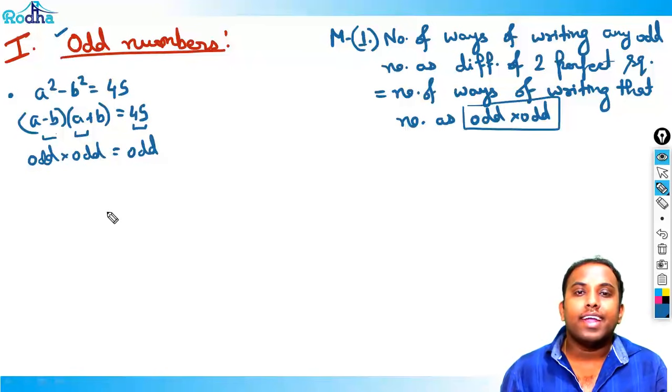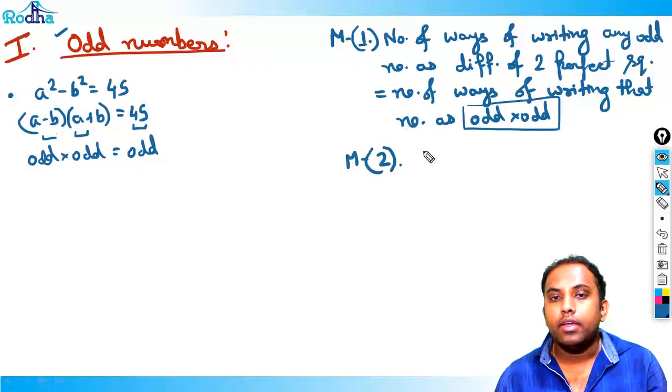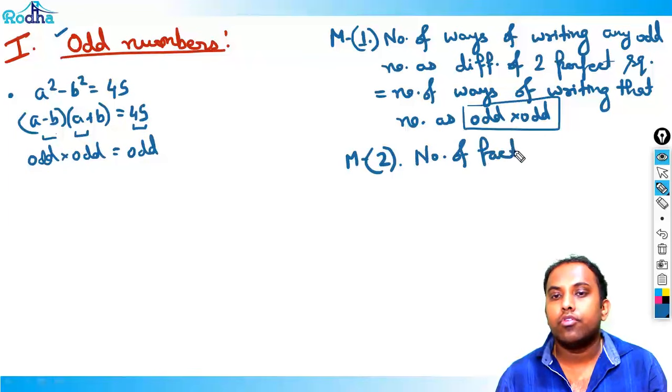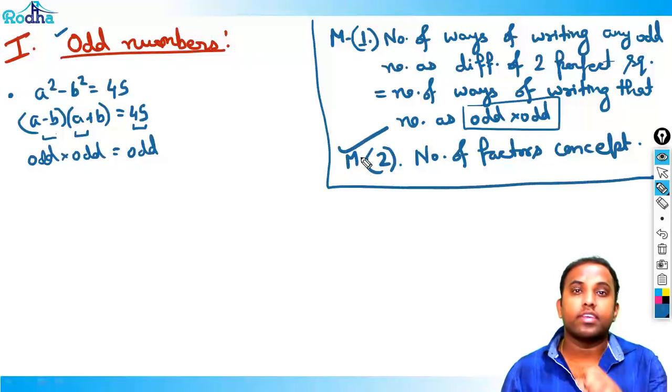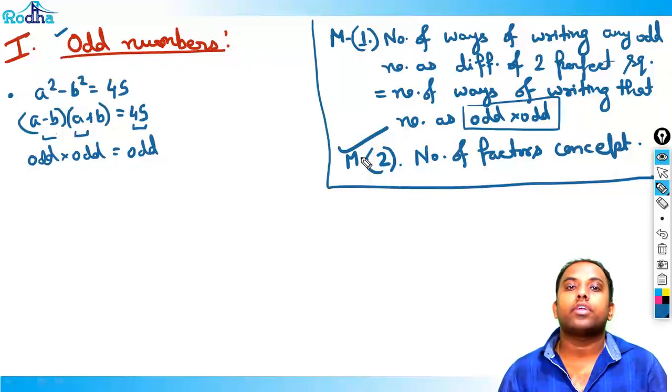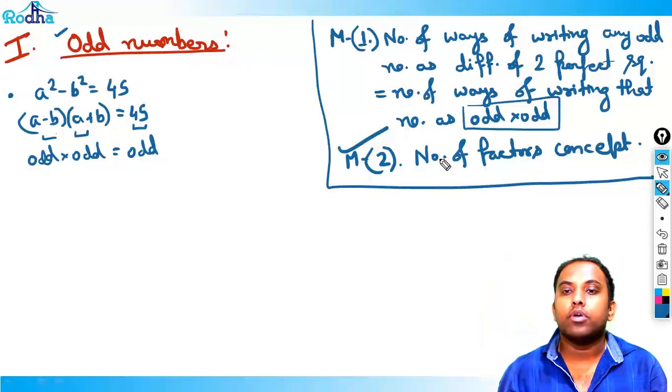Now the second method to do it for this kind of question is by the number of factors concept. I'm more interested in this, and we will focus on it here. It's very important, and it will take care of all numbers, odd numbers, even numbers, every number. So this is the number of factors concept I'm more interested in.